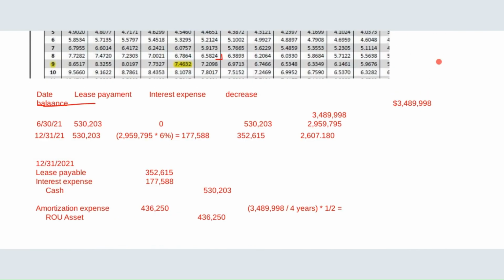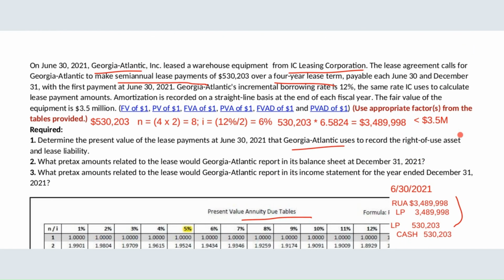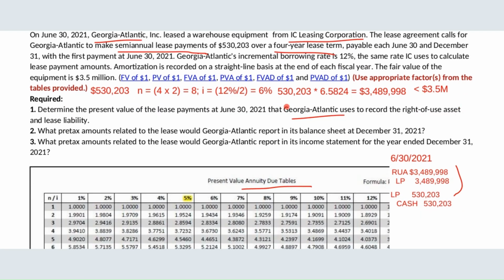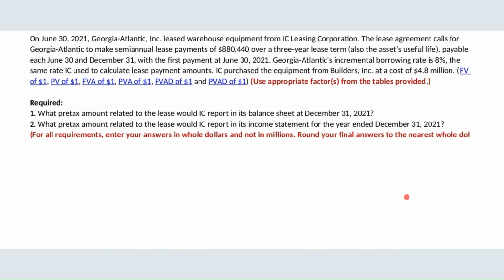Okay. Any questions about this? So this is pretty much the same as the previous one, except that it was for semi-annual payments, right? That was the only complexity added to this. Now, this is a continuation of what we just did.